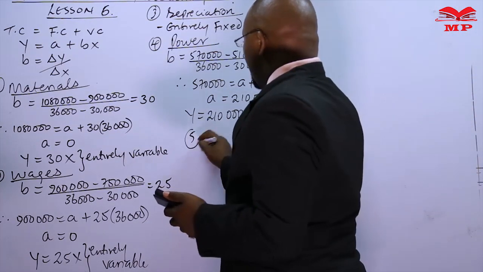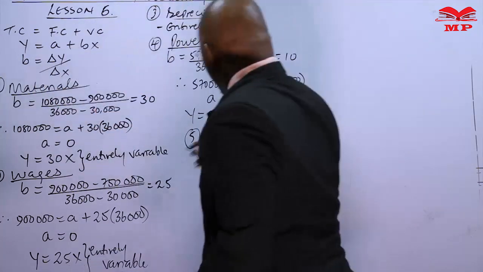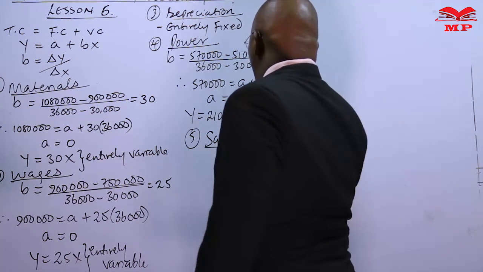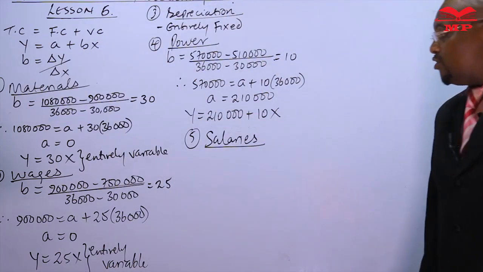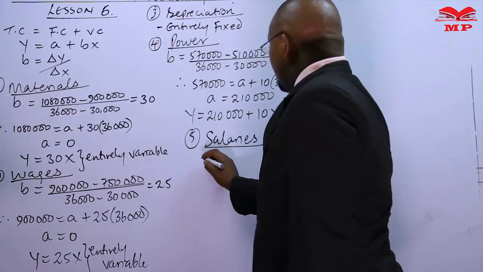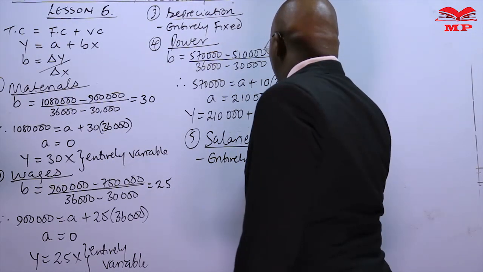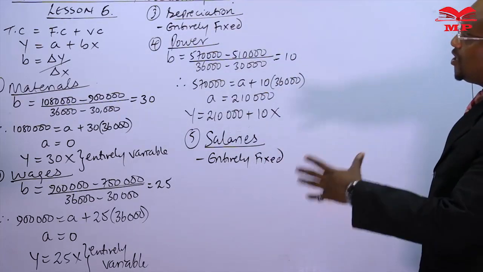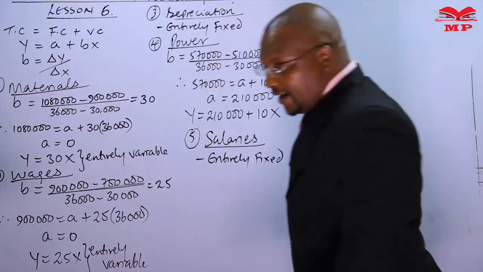Then number 5, lastly, is the salaries. Looking at salaries, there is no change. At all the levels of production the cost is the same, 510, 510. So this one is entirely fixed. There's no change.